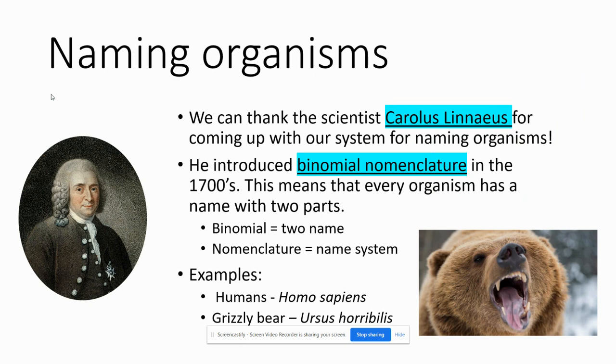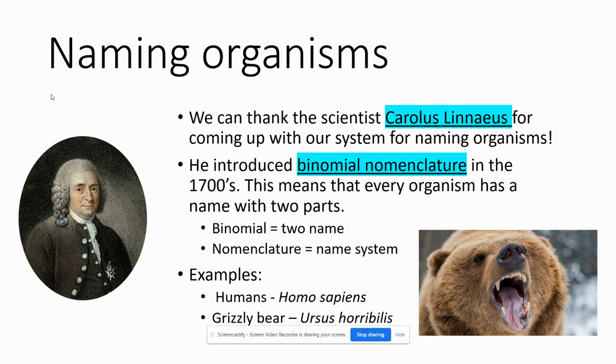So we can thank the scientist Carolus Linnaeus for coming up with our system for naming organisms. He introduced something called binomial nomenclature in the 1700s. Binomial nomenclature is a big word that basically just means a name has 2 parts. So the word binomial means two names, and nomenclature means name system. So it literally means it's a two-name system.